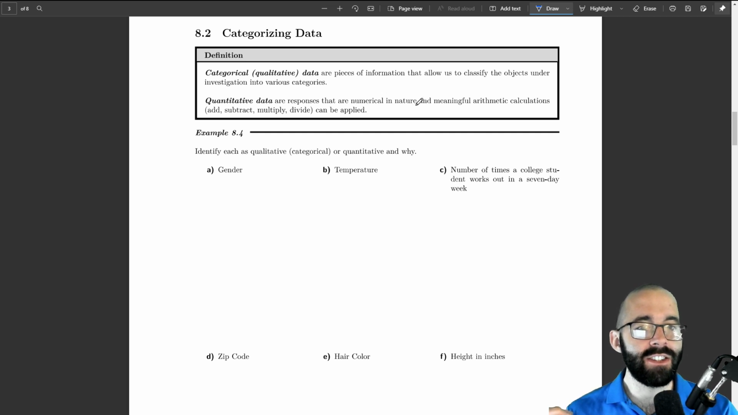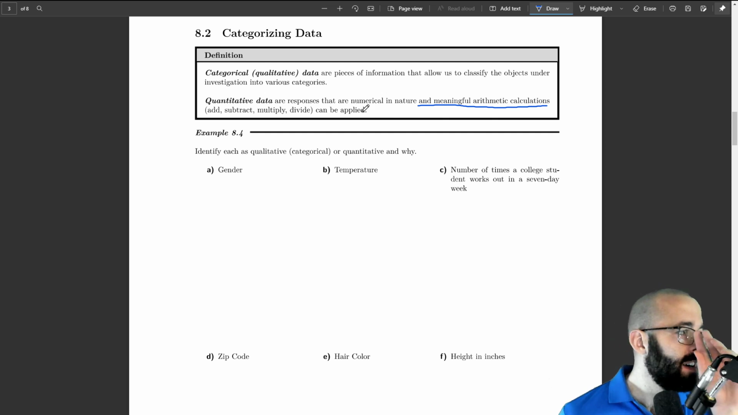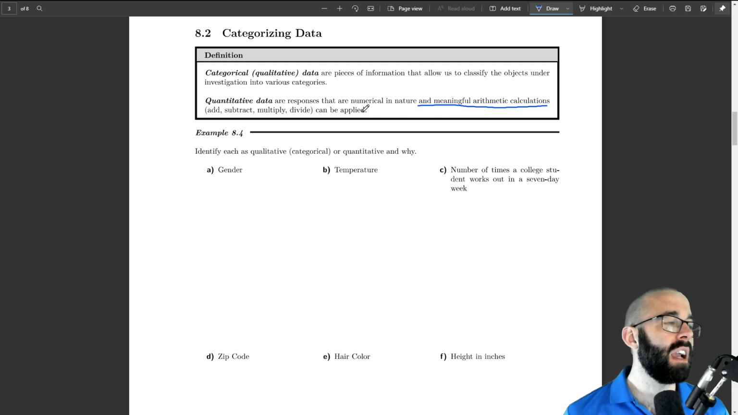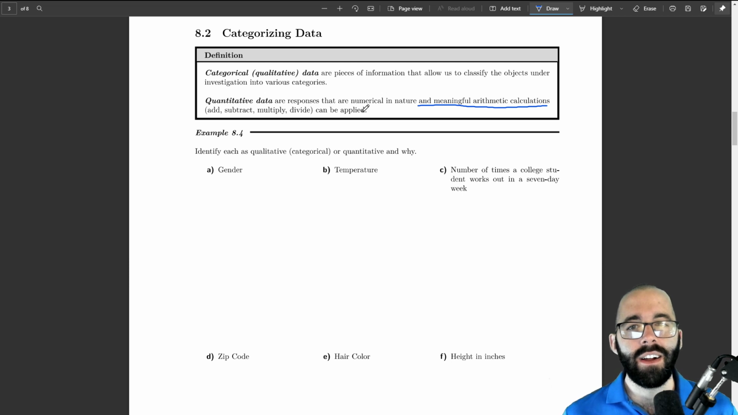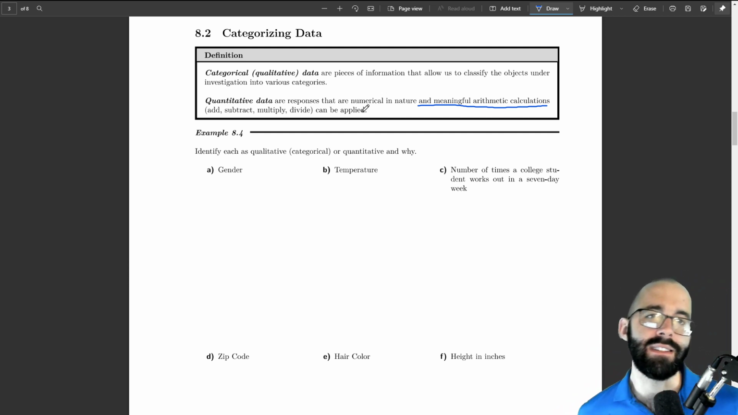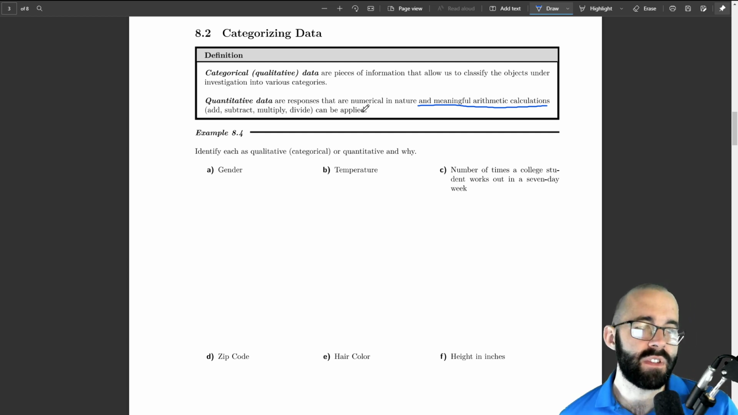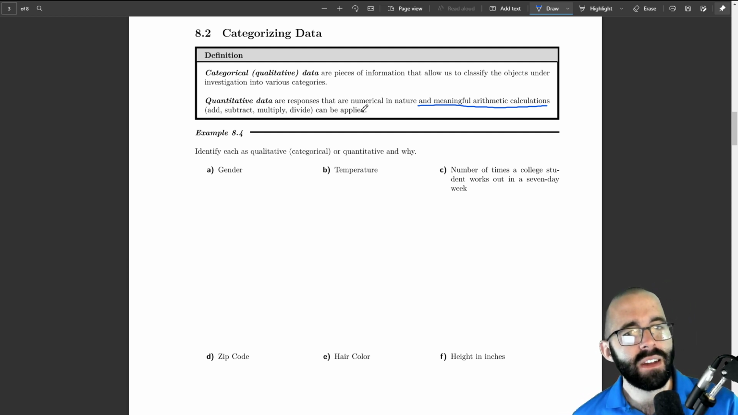Whereas quantitative data is responses that are numerical in nature, and this is very important: it's not just numerical in nature, and meaningful arithmetic calculations can be applied. So if we're looking at people on a football team, what are the numbers on their jerseys? That is not quantitative data. Even though the number on my jersey is a number, it's not a number with meaning. It's a number as a descriptor. It's an identifier. A lot of times we will call it an identifying variable. So be very careful about some things.